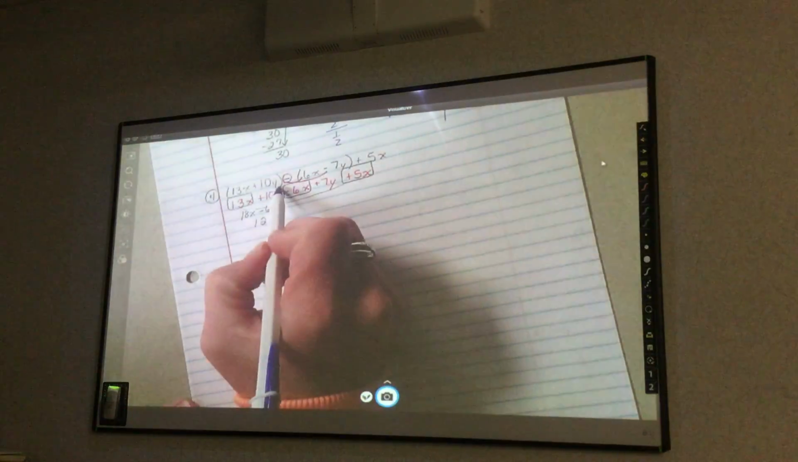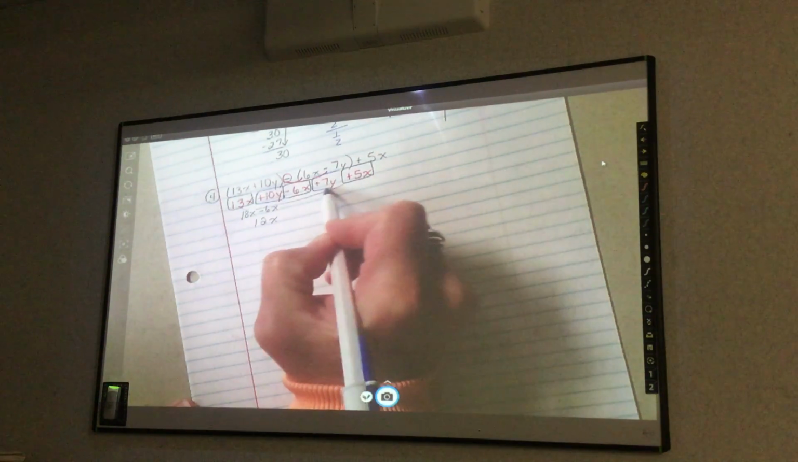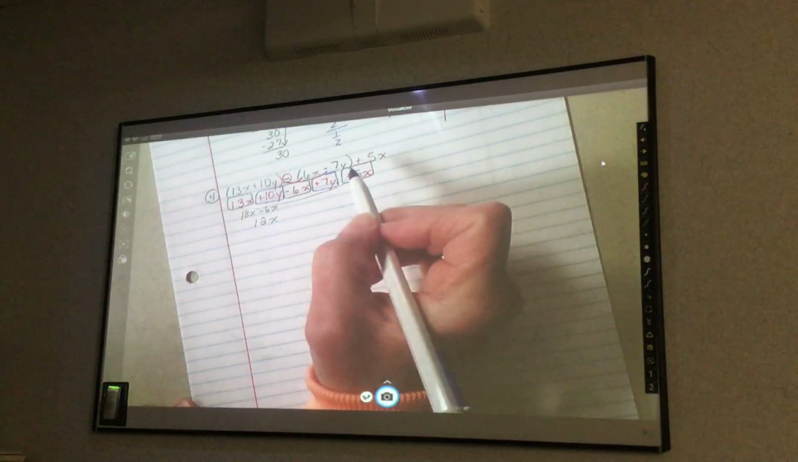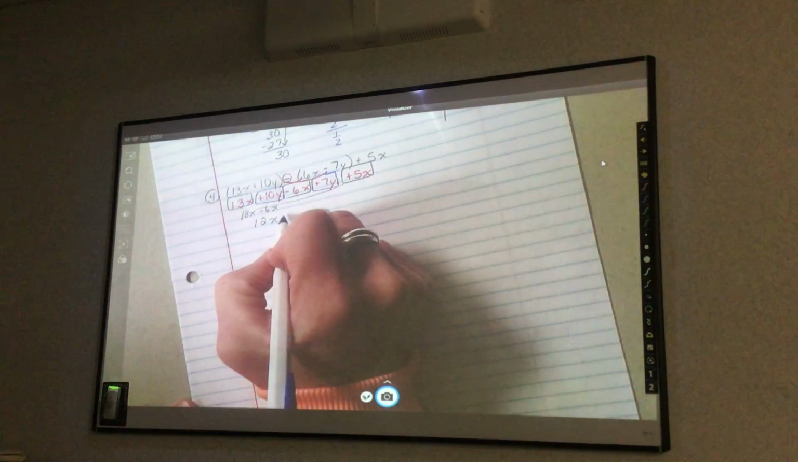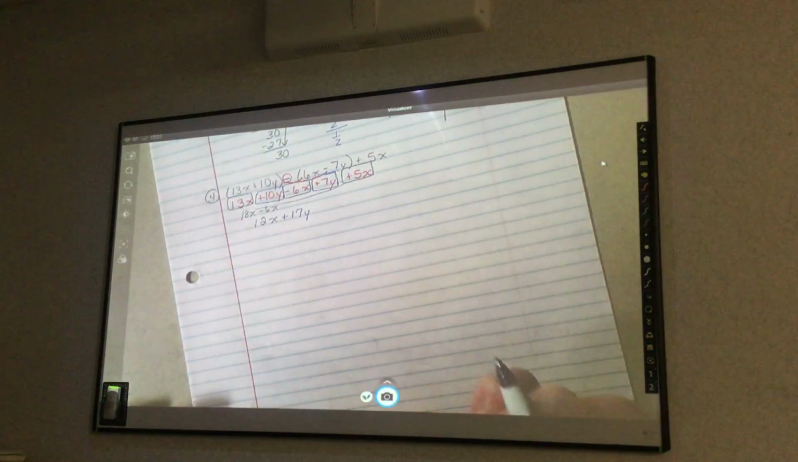Then I have a positive 10y and a positive 7y. Well, they're both positive, so I just add, so 10 plus 7 is 17, and it's 17y.